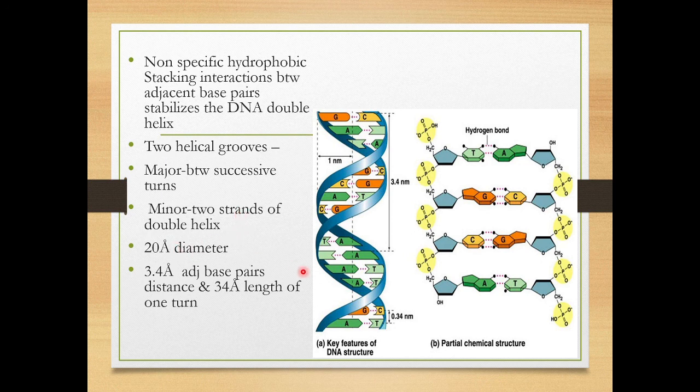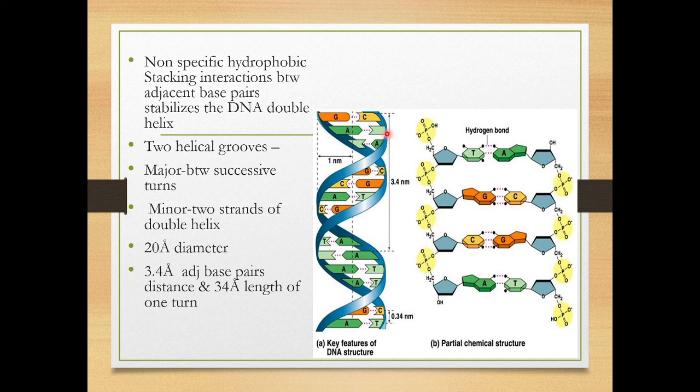And what is the diameter between the two adjacent chains? There is a 20 angstrom diameter. So 20 angstrom between two chains. The diameter of the DNA is 20 angstroms. This is one base pair, this is another base pair, the distance between them is what? 3.4 angstrom between adjacent base pairs.